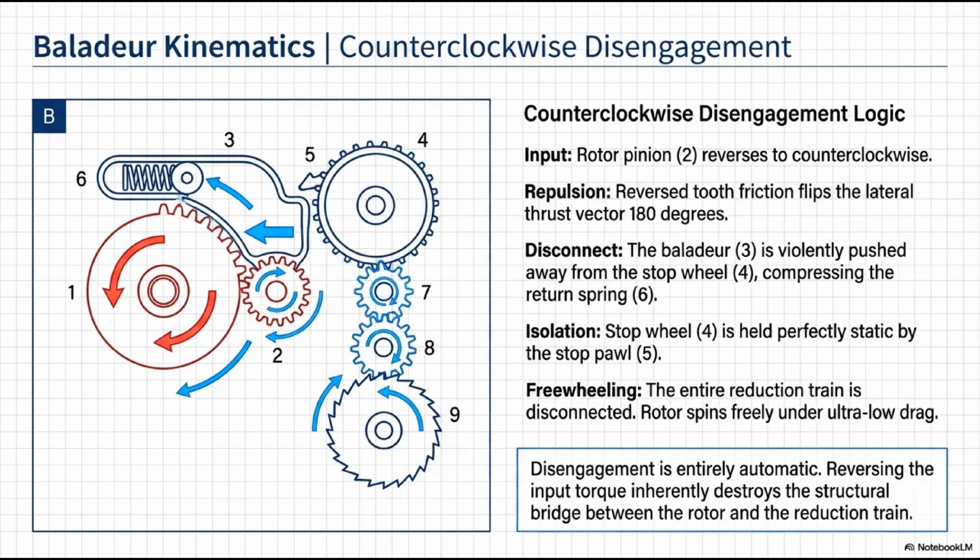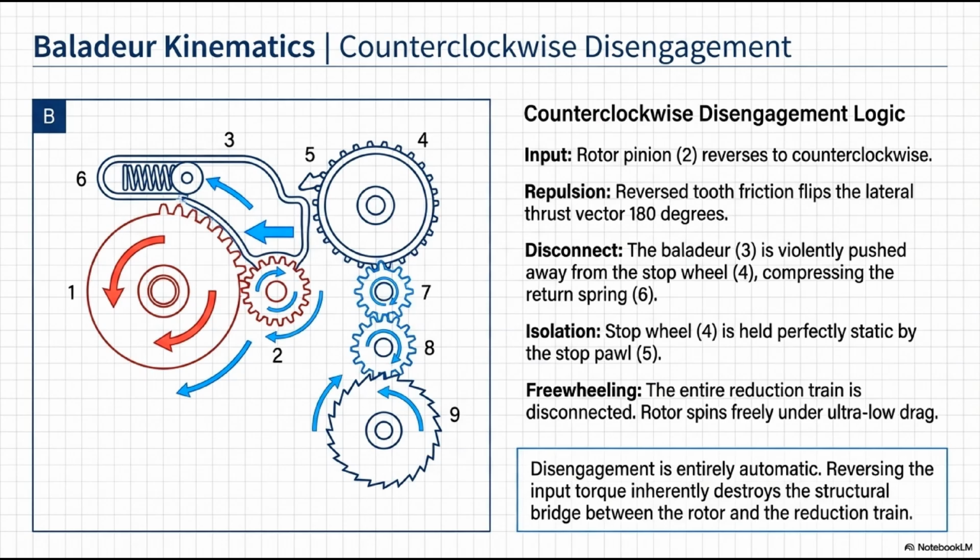Let's analyze the Balladur kinematics during counterclockwise disengagement. This is the free stroke. Follow the blue arrows. Input, the rotor pinion, 2, violently reverses to a counterclockwise rotation. Repulsion, the instant the rotation reverses, the tooth friction and the meshing angles invert. The lateral thrust vector flips a full 180 degrees. Disconnect, this reverse thrust violently repels the floating Balladur wheel, 3.